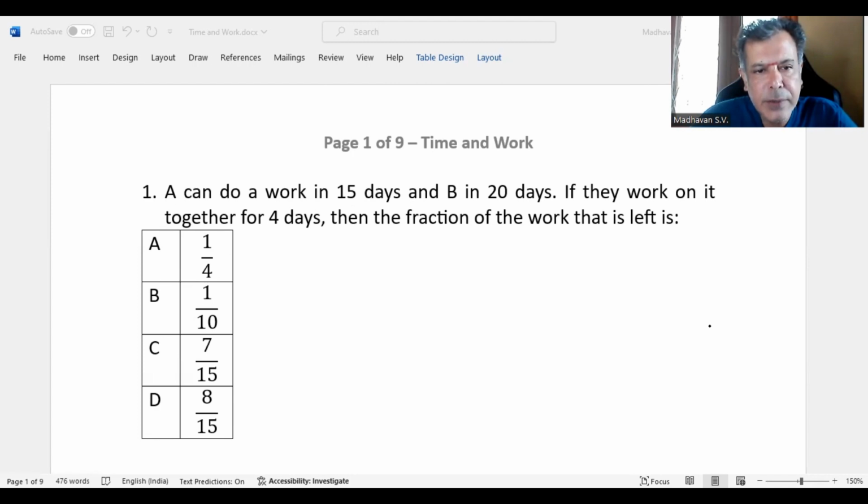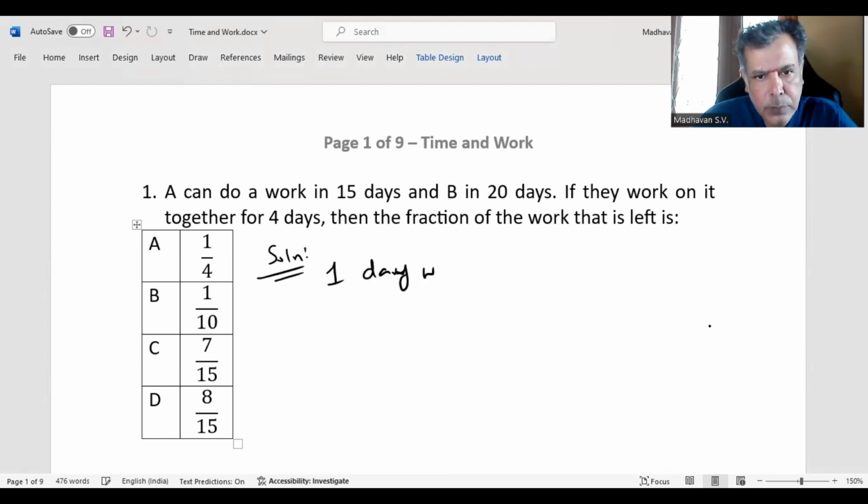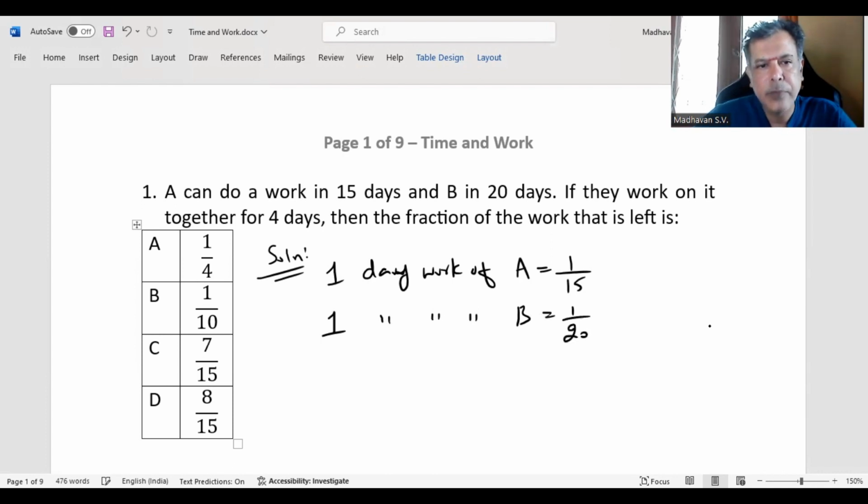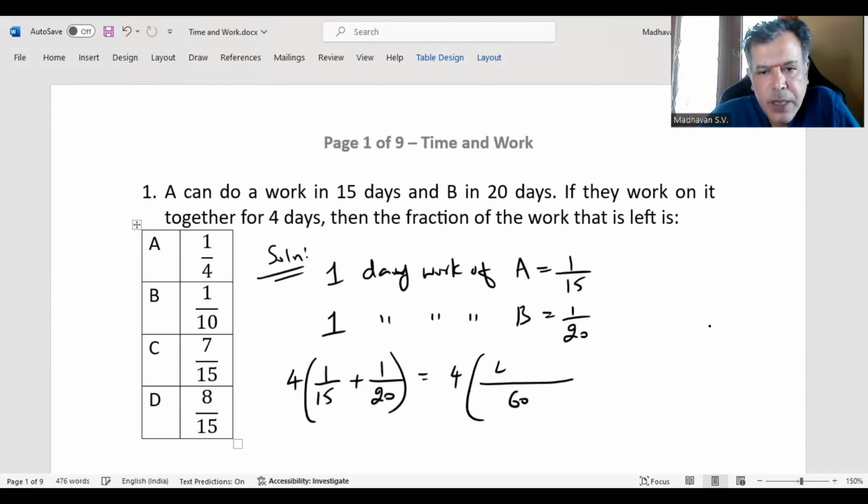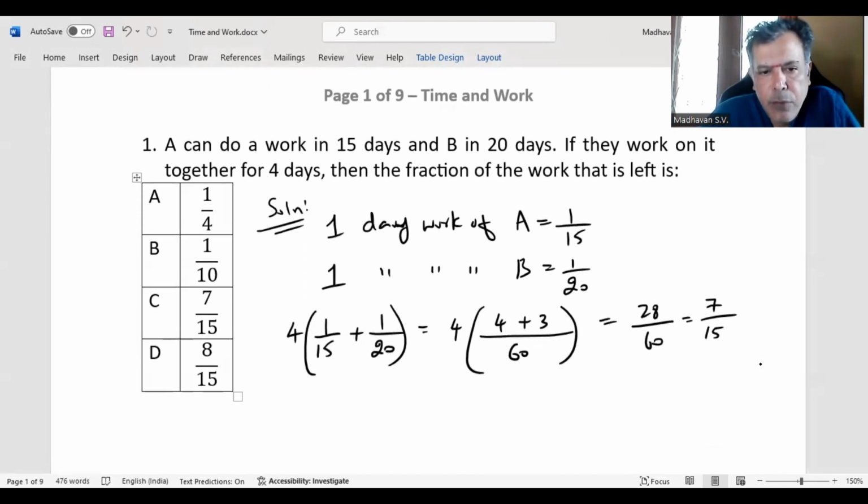Now, A can do a work in 15 days, which means we can say 1 day work of A is equal to 1 by 15. Similarly, 1 day work of B is 1 by 20. If they work on it together for 4 days, then what will happen? It is 4 times, both put together, 1 by 15 plus 1 by 20, equal to 4 times. LCM of these two is 60. So here we have 4, here we have 3. So 7 into 4, we get 28 by 60. 4 sevens are 28, 4 15s are 60.